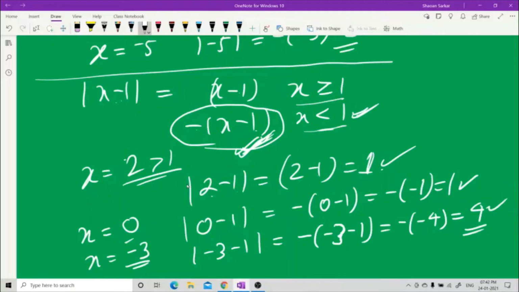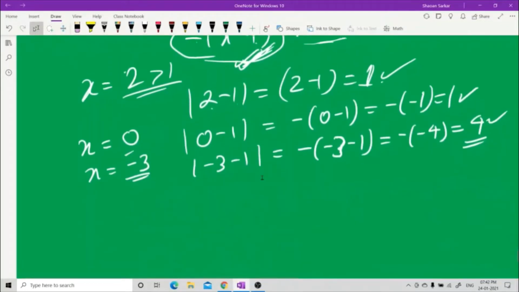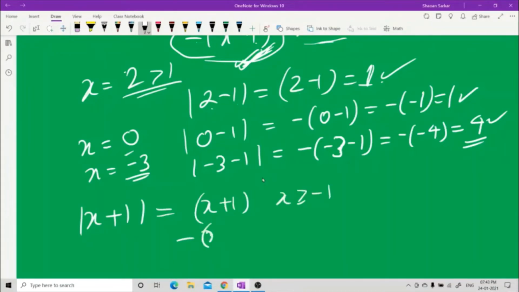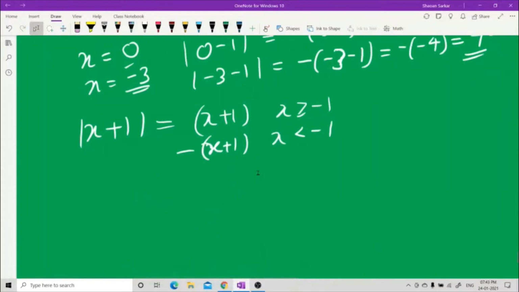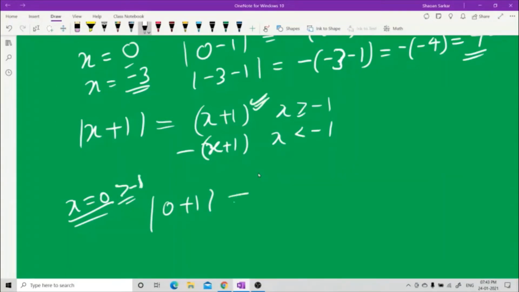अब लेते हैं, now let's take the next example. x plus 1 वाला केस लेते हैं. x plus 1 वाला केस कैसे था? x plus 1 for x greater than or equal to minus 1, and minus of x plus 1 for x less than minus 1. मैं example लेता हूं, minus 1 से बड़ा कोई भी example ले लो, 0. 0 is greater than minus 1. I will select this function. मैं ये वाला फंक्शन लूंगा, and I will get 0 plus 1, and this I'll get as 1.